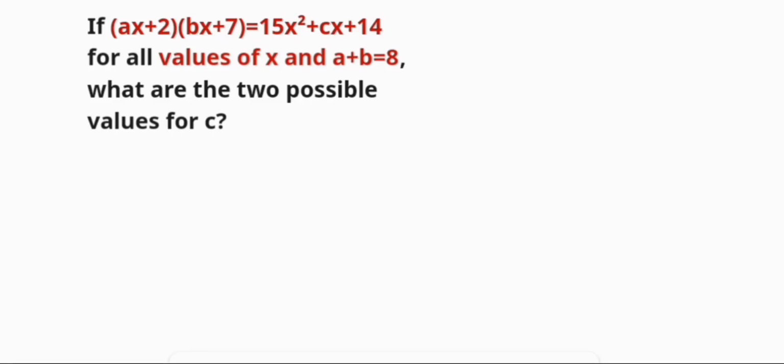In today's math tutorial, we shall be solving this SAT past question. If the product of ax plus 2 and bx plus 7 is 15x squared plus 6cx plus 14, and a plus b is 8, we have to find two possible values for c for all values of x.